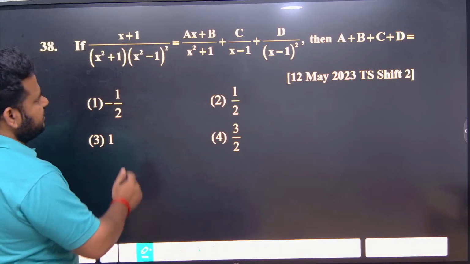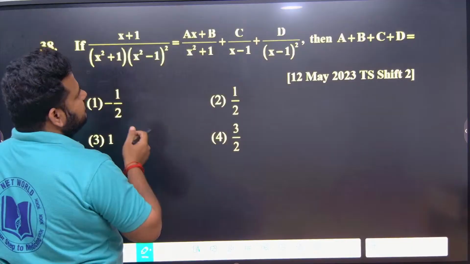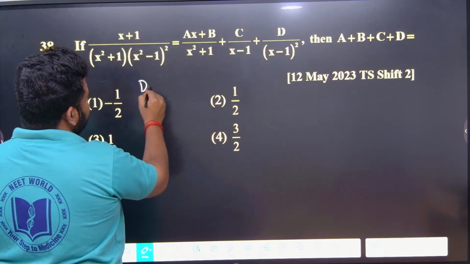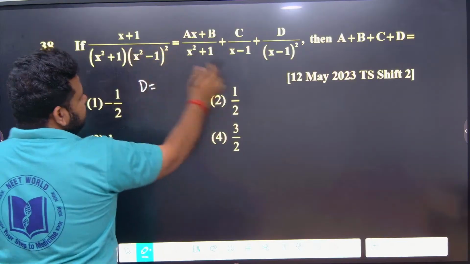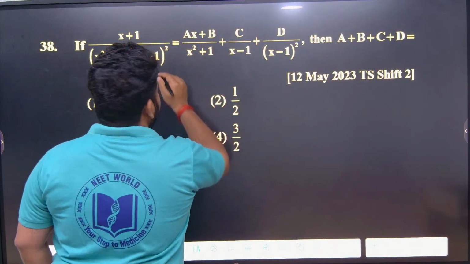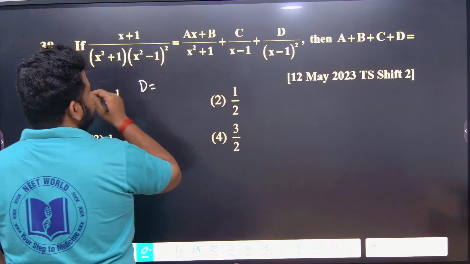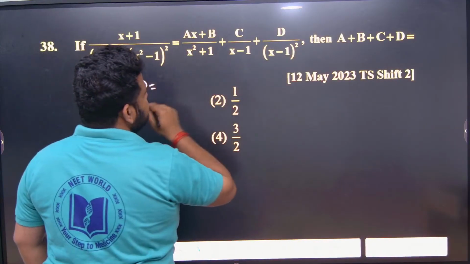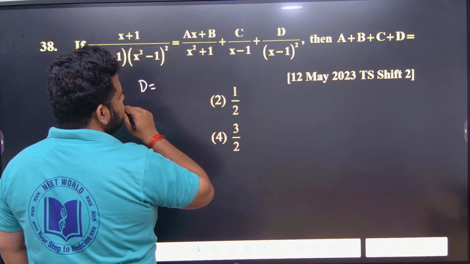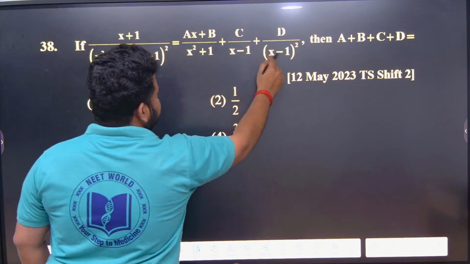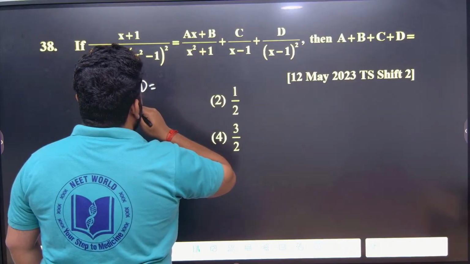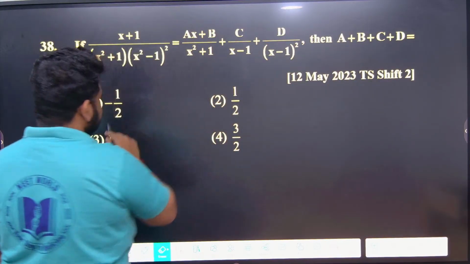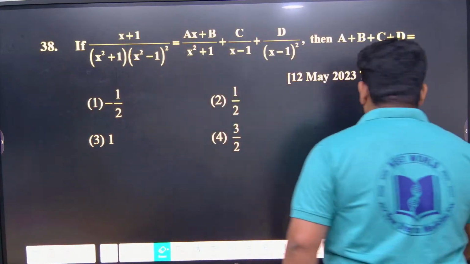If I want to find out d value, a plus b plus c plus d they are asking. So this entire thing will become x square minus 1, but here it is x minus 1. So there is some mistake in the question. Here it should be x square minus 1 or x minus 1. So there is some ambiguity, a printing mistake in the question. Let us leave this question.